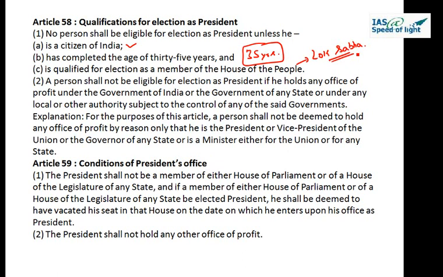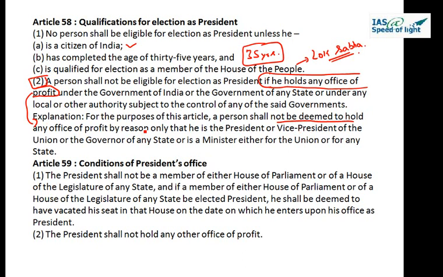So Lok Sabha, he should be eligible to be a member of the Lok Sabha. Now part 2 says that a person shall not be eligible for election as president if he holds any office of profit. This is an important statement. If he holds any office of profit under the government of India or the government of a state. This article also gives an explanation for this term: a person shall not be deemed to hold any office of profit by reason only that he is a president or vice president, or a minister of the union, or a governor of the state, or a minister in the state. Just for this reason, he is not deemed to hold any office of profit.